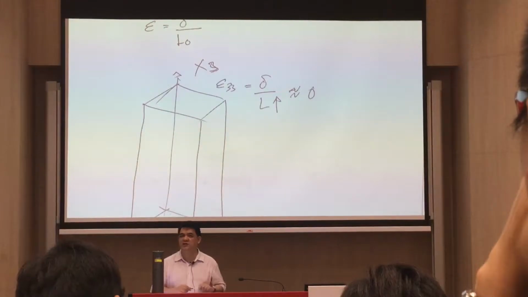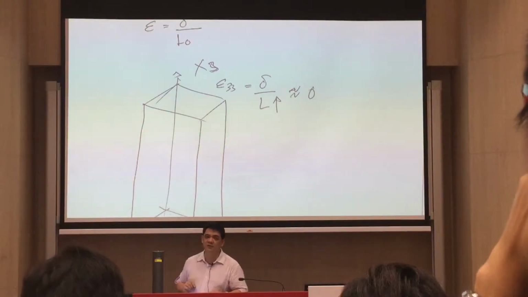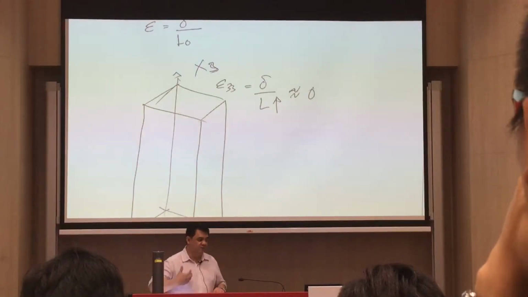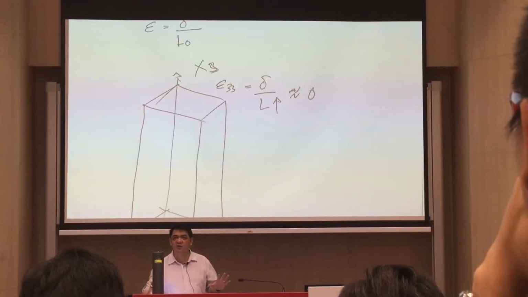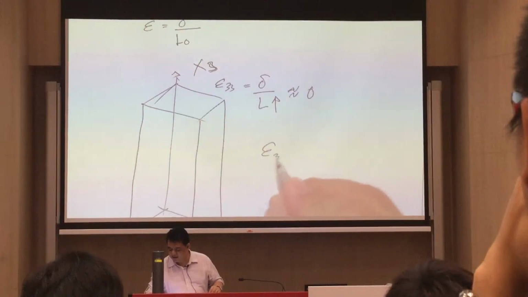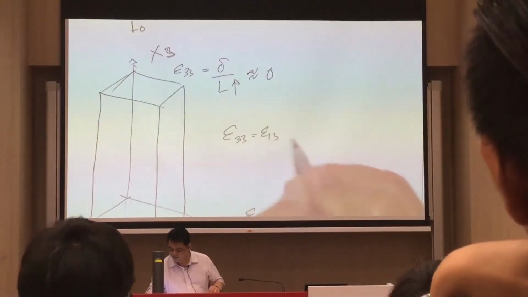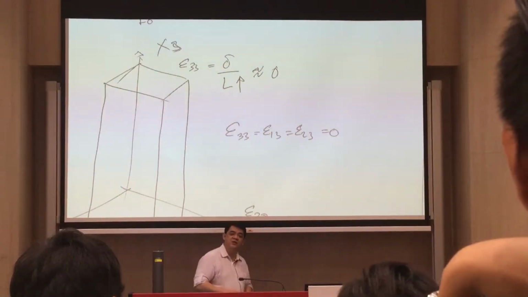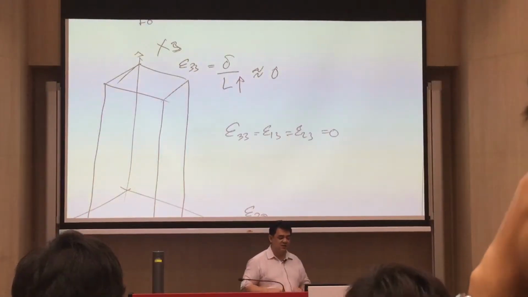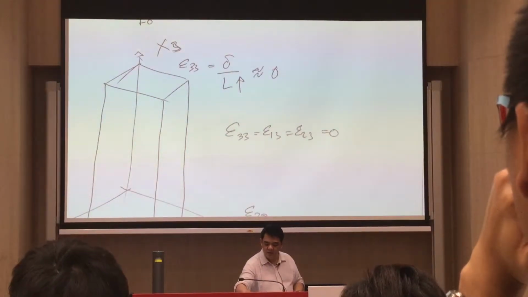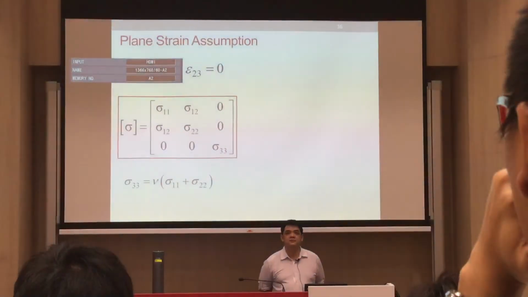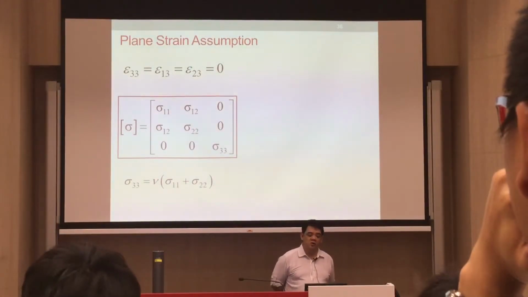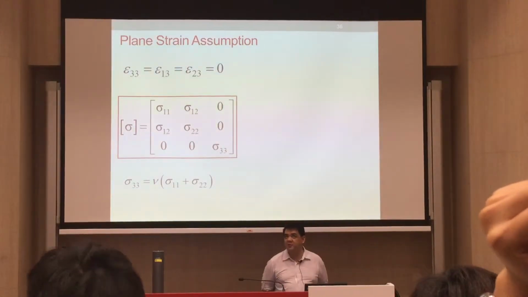Of course, we're not saying that the stress is 0. We're just saying that the strain is 0. So from there, any other strains associated with axis 3 will be equal to 0. So again, we reduce the number of variables. So here you go, all the other strains along the 3 direction, in our example x3.